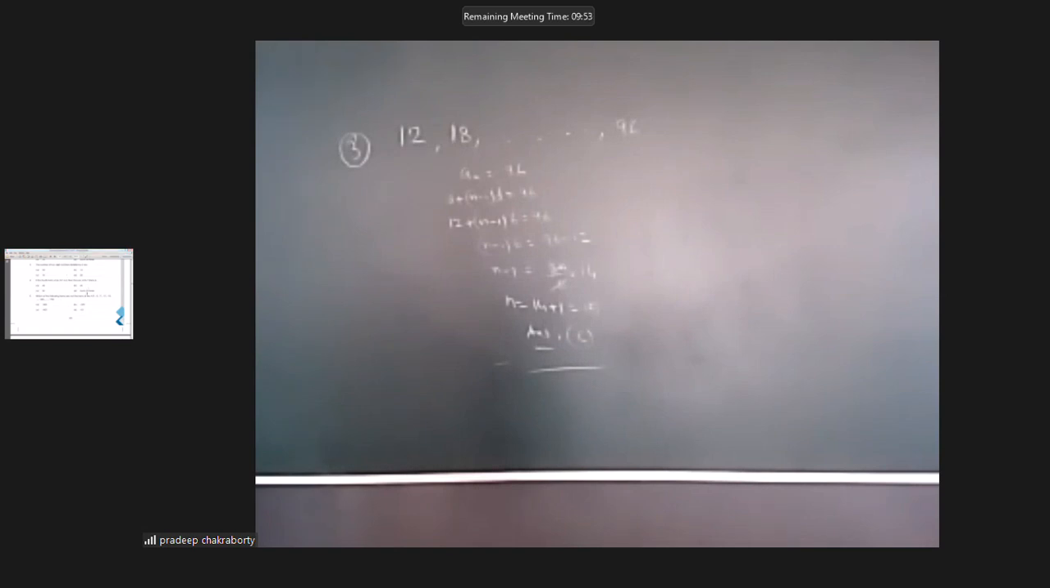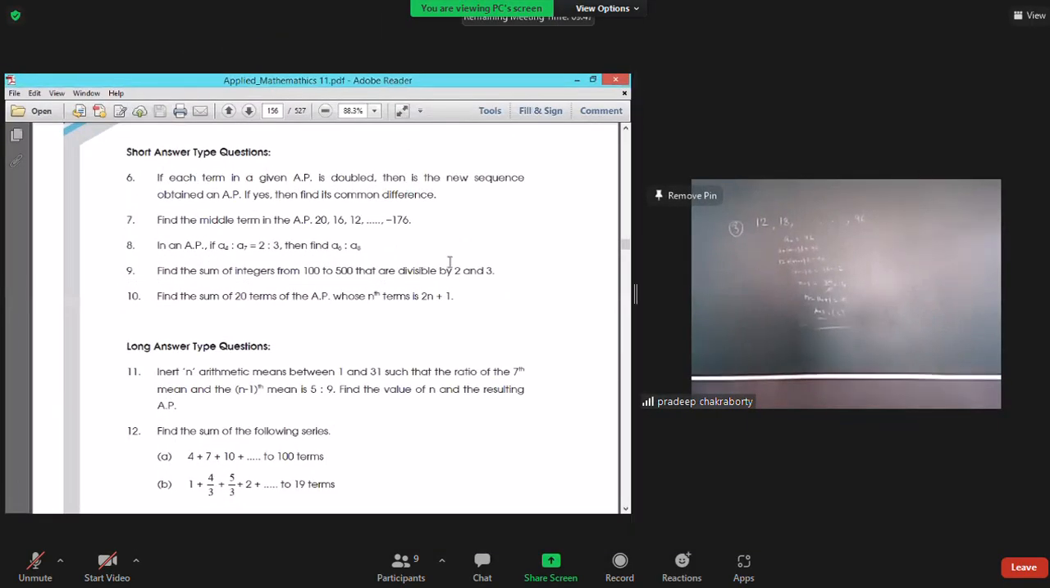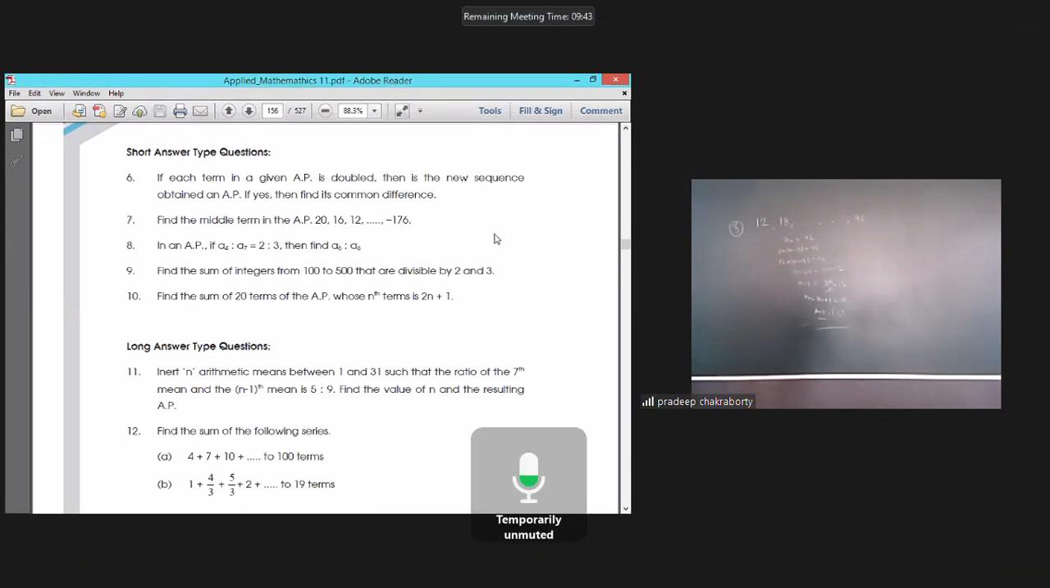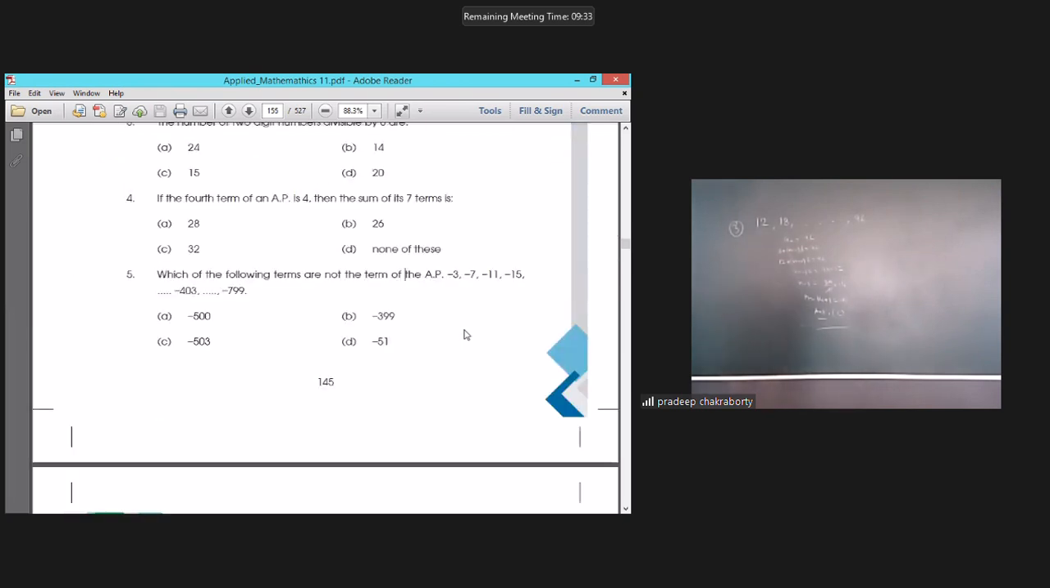Okay, coming to the short answer type question. First question is, the fourth one from the MCQs. If the fourth term of the AP is 4, then the sum of its 7 terms is. Sir, please do this one.